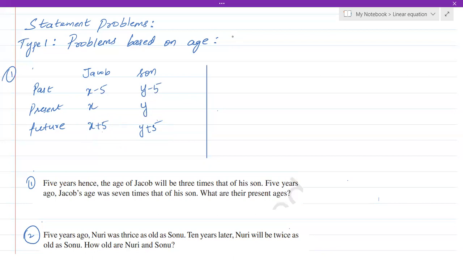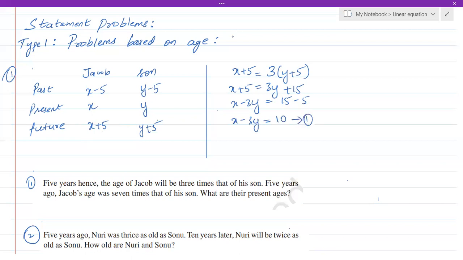5 years hence, the age of Jacob. What is the age of Jacob in the future? It is X plus 5. 5 years hence, the age of Jacob will be 3 times, that is 3 into the age of his son. What is the age of his son in the future? Y plus 5. So therefore, you get an equation here: X plus 5 equals 3 into Y plus 5, which is 3Y plus 15. Taking 3Y to the other side, it becomes minus 3Y, and taking plus 5 to the right-hand side, it becomes minus 5. So you get X minus 3Y is equal to 15 minus 5, which is 10. This is our first equation.